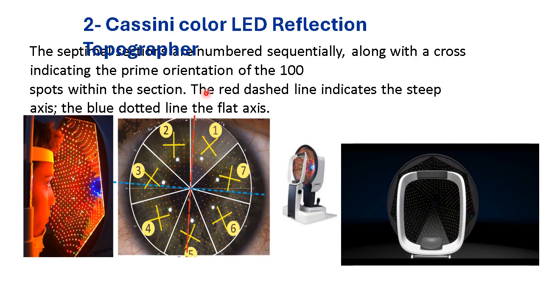So this is a new emerging technology and still promising. It's used mainly now in the determination of the astigmatism and determination of toric IOL calculation for cataract surgery. So this is another type of topography that is based on LED reflection, based on ray tracing using LED lights.